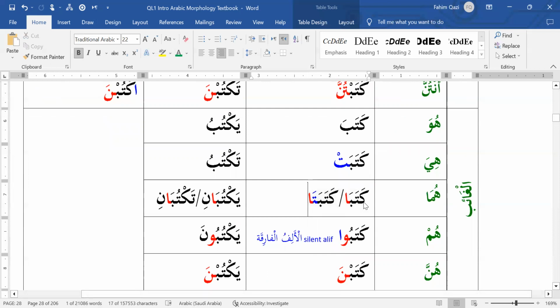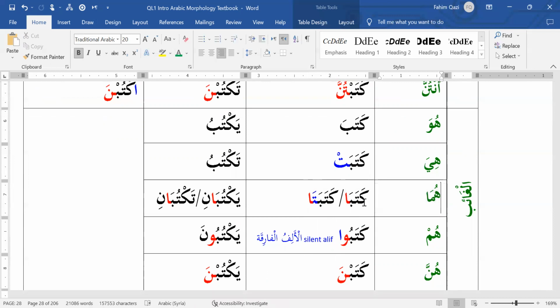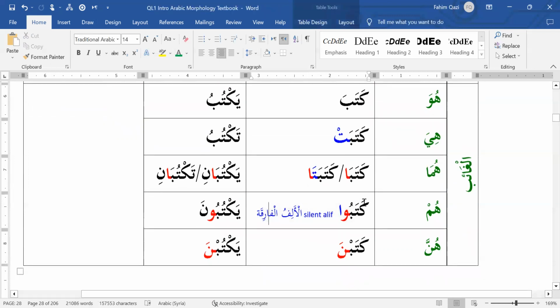Here we have kataba and katabata. We have alif attached to katabata. And we have alif again. And both of these alifs represent huma. They have the same meaning as huma. You can think of them as the connected versions of huma. Katabu, again, the red fa'il is waw, and waw means hum. Katabna, the na is hunna in meaning.